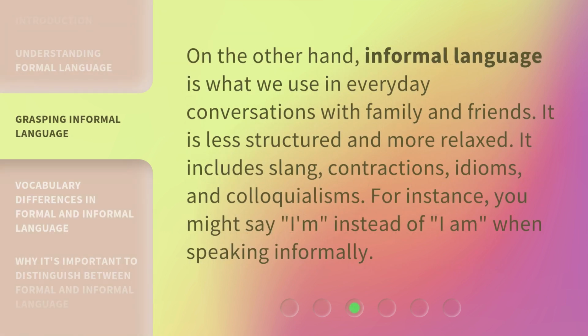On the other hand, informal language is what we use in everyday conversations with family and friends. It is less structured and more relaxed. It includes slang, contractions, idioms, and colloquialisms. For instance, you might say, "I'm," instead of "I am," when speaking informally.